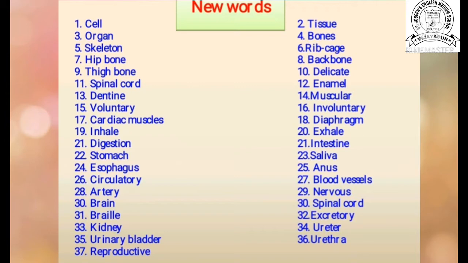Now the 11th one is the spinal cord. Spinal cord is a thread-like structure which runs in between the vertebra. And this spinal cord can send messages to the brain. It is a very important part of the nervous system. 12th one, enamel. Enamel is one of the parts of the teeth.